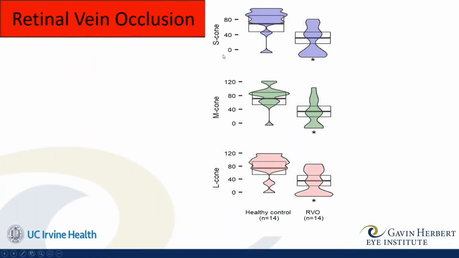So we compared in 14 patients their healthy eye, the eye that did not have a vein occlusion, to their eye that had a vein occlusion, and we see a very large reduction in their color vision scores in their affected eye, and that just mirrors exactly what I showed in that single case.